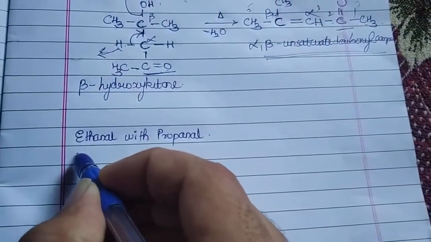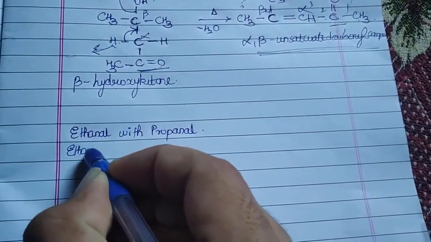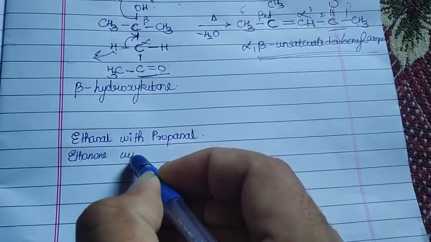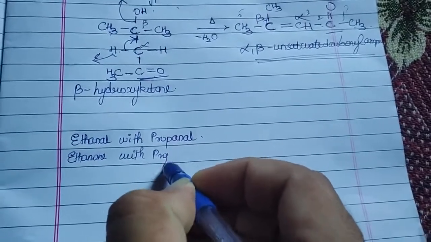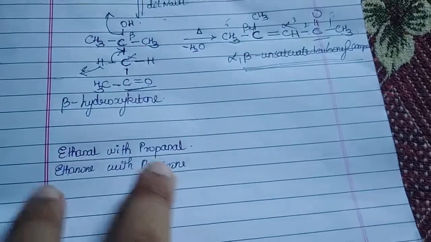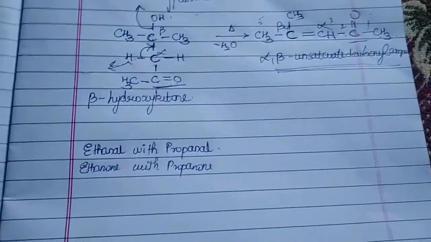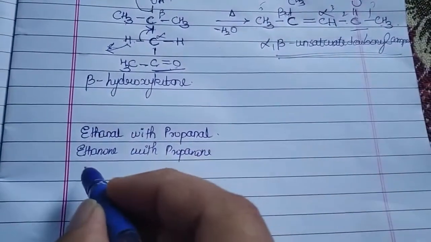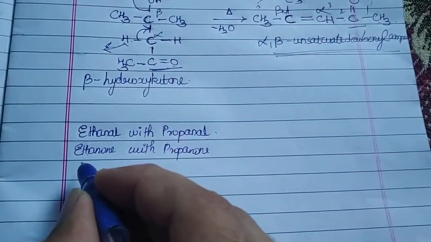Let me take ethanone with propanone, two different ketones which are having alpha hydrogen atoms. Once again, I will not be quiet. I will be using now, for example, I can choose as what?